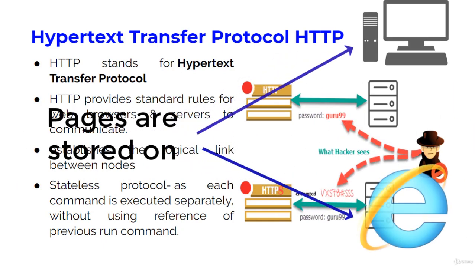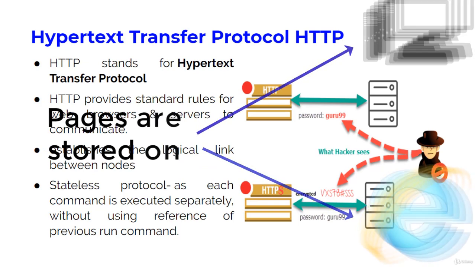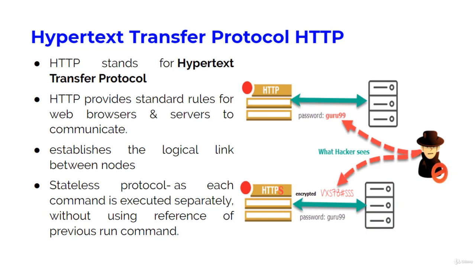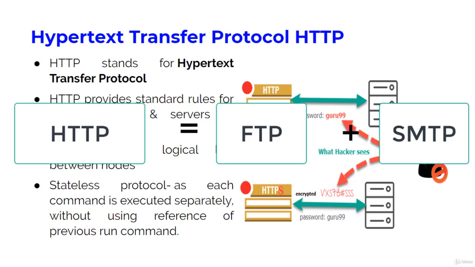HTTP pages are stored on your computer and internet caches. The pages load faster, but they are stored on systems that you potentially don't have control over, like ISPs' caching proxies. HTTP servers are implemented by Apache HTTP Server, Microsoft IIS, Jigsaw, Zope, and many others. HTTP functions as a combination of FTP and SMTP.